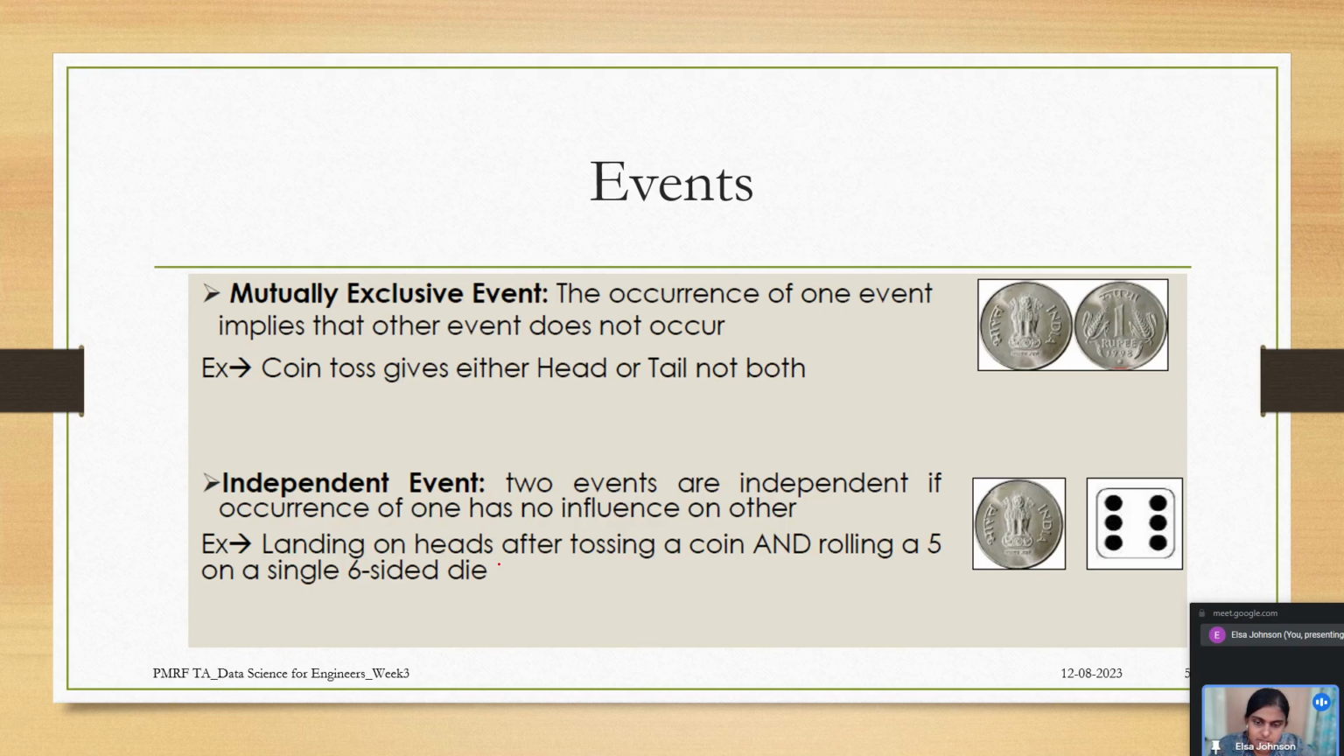For example, landing on heads after tossing a coin and rolling a 5 on a single 6-sided die. These two events are independent events. Getting a head on one throw does not depend on rolling a 5 on a 6-sided die. So they are independent events. In between, if you have any doubt, you can ask.